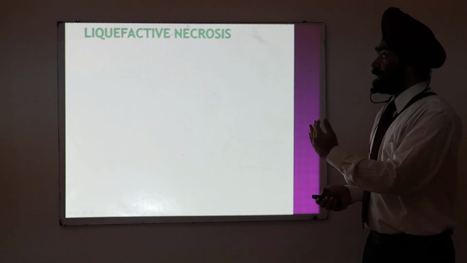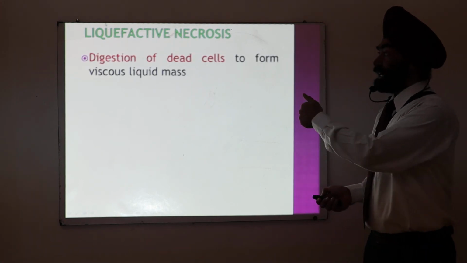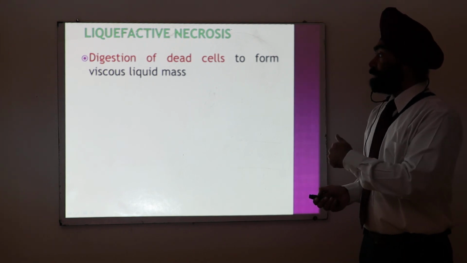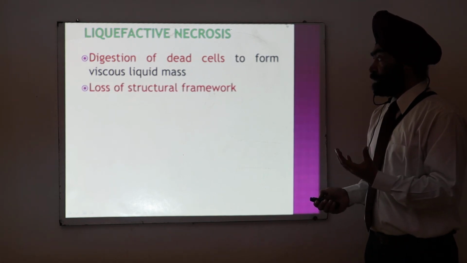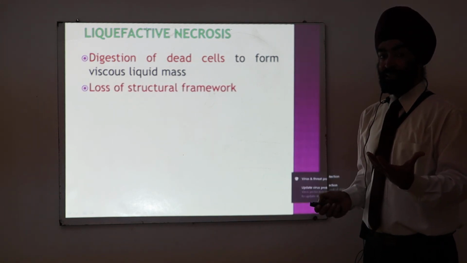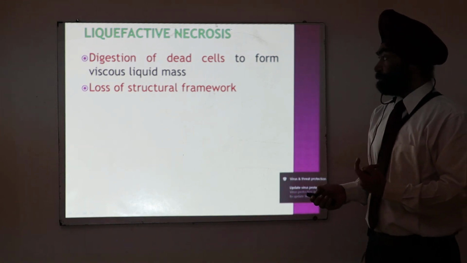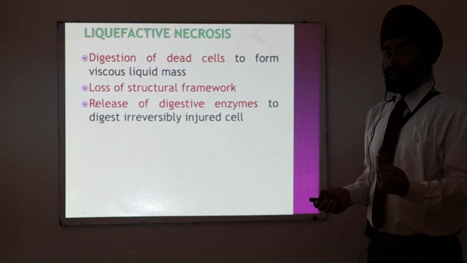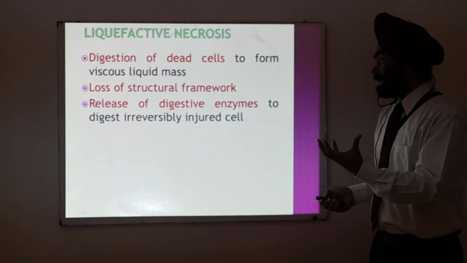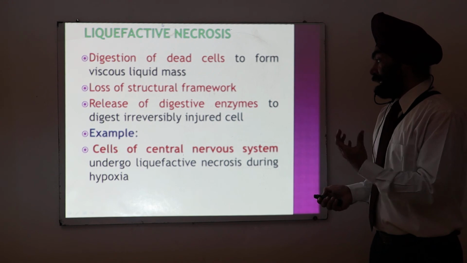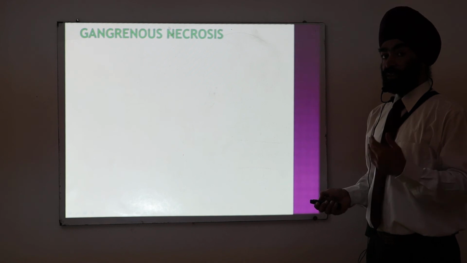Okay, so now the next type, liquefactive necrosis, is very different from coagulative necrosis. In this condition, digestion of the cell takes place in such a manner that there is formation of a viscous mass. Because the cell is digested, it has become a liquid mass. Obviously, you can say there is a loss of the structural framework. So why has that digestion taken place? Why is the cell digested? Because of the release of lysosomal enzymes. They are digesting it. Where? It can take place if hypoxia takes place in the brain, in the central nervous system. So this is the second type.